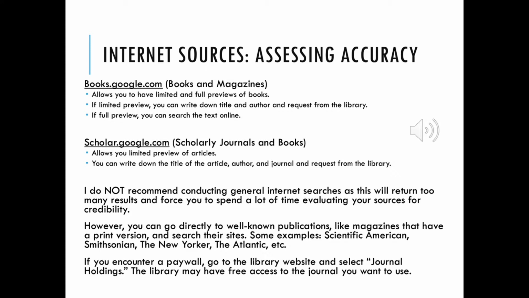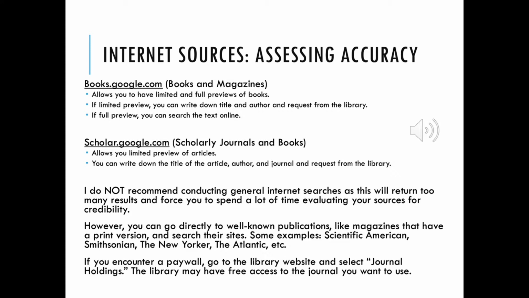Books.google.com returns both books and magazines. It allows you to have a limited and full preview of different books and magazines. If you get a limited preview, you can still write down the title and author and request that from the library or check the journal holdings to see if it's available. If you get a full preview, that's even better because you can search and read the text online.